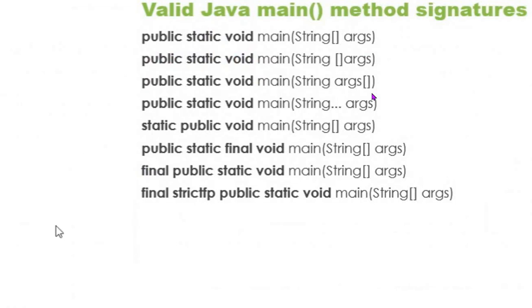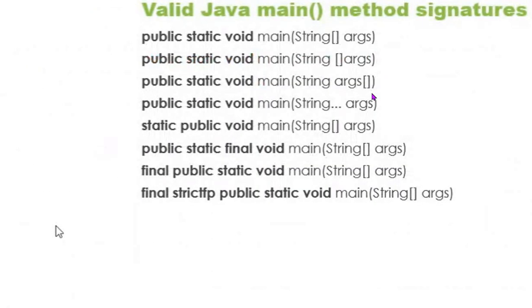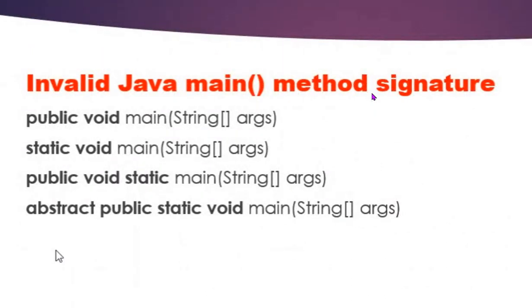See, the return type, static void, the return type is after static always. The return type is just before the method. Main is the method here, but he wrote main after void. And abstract public static void main, so it cannot be abstract.